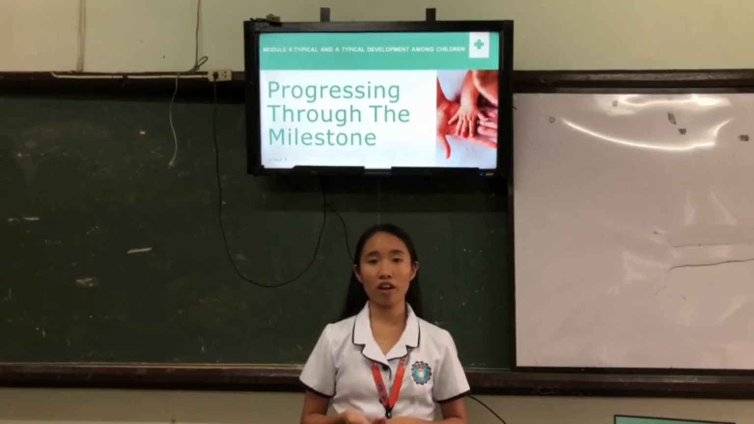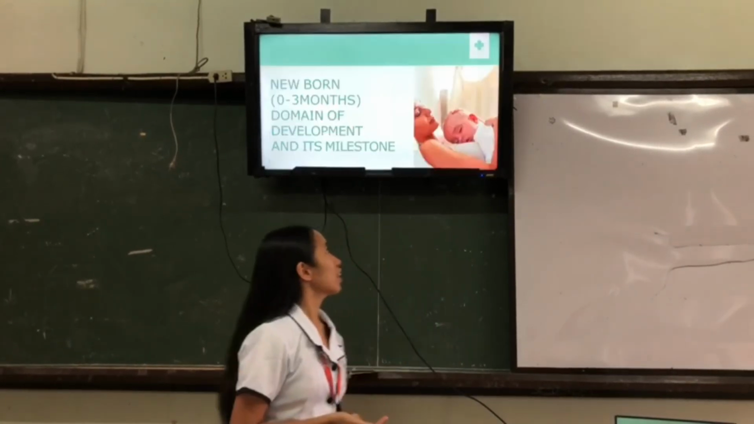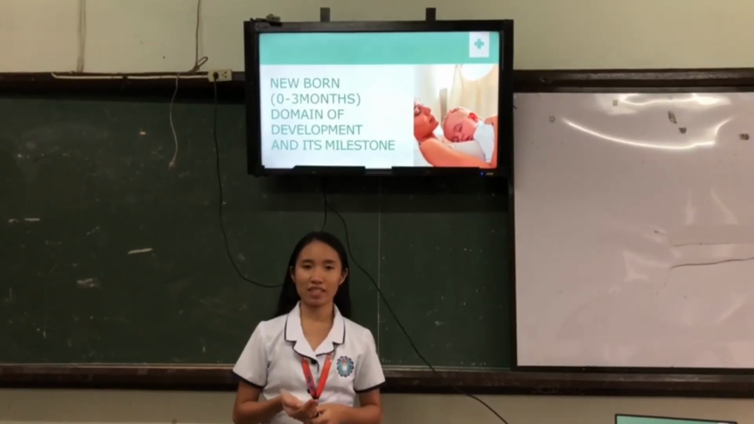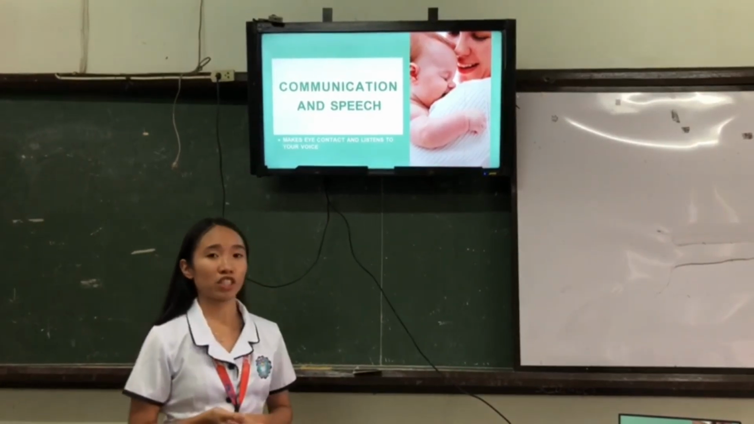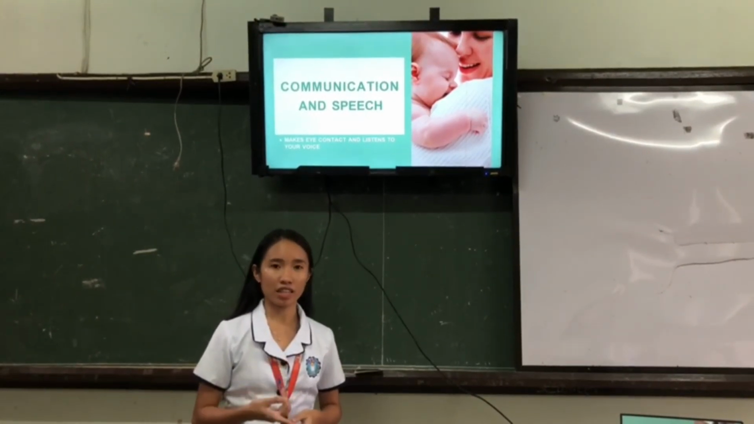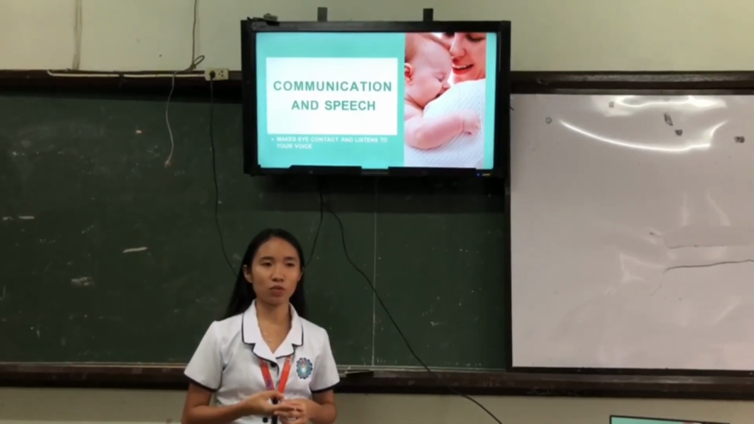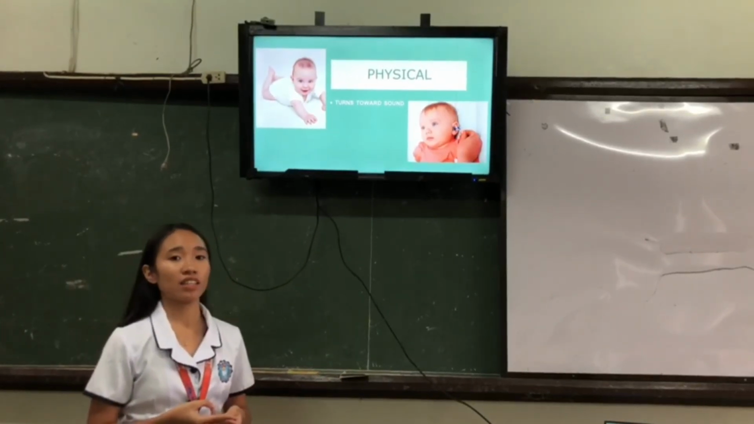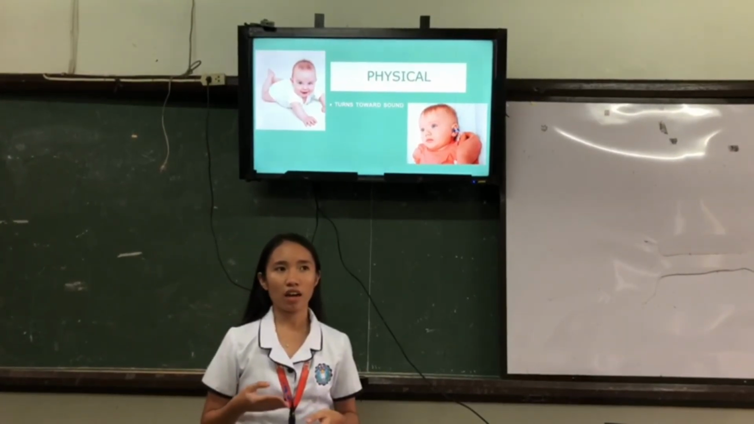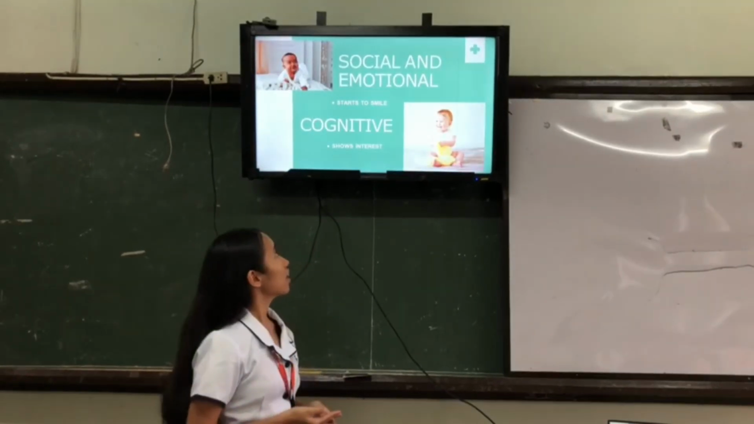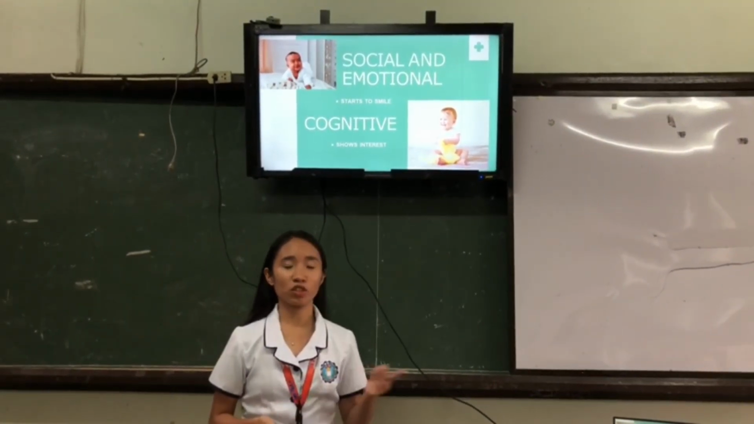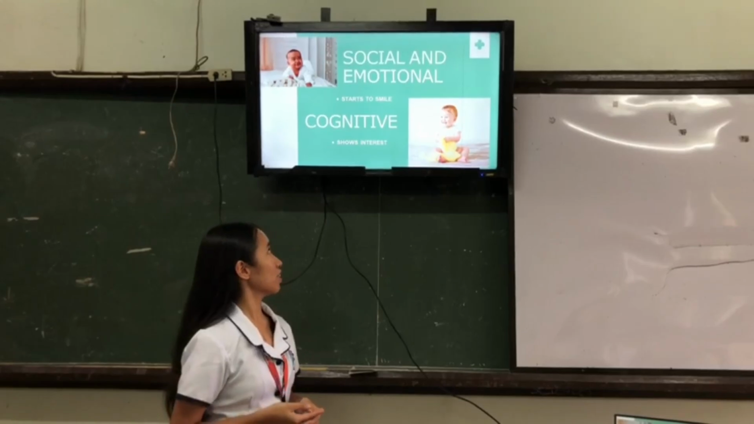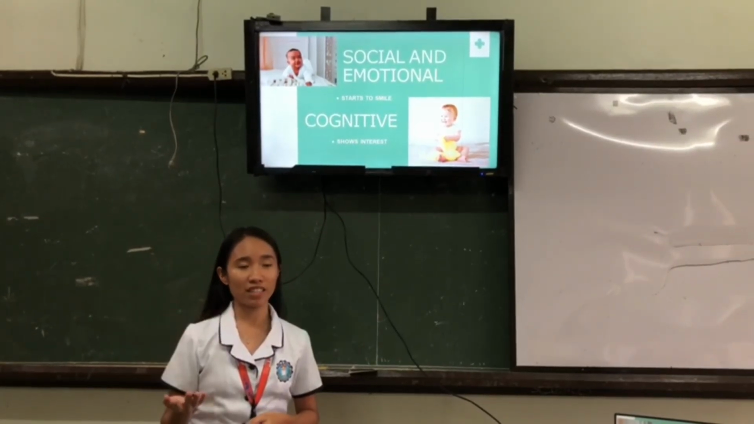As we all know, there are 5 stages of development. First, we will discuss the newborn stage. The newborn stage includes babies from 0 to 3 months. In the communication and speech domain, they start to make eye contact and listen to voices, which shows early signs of communication skills. Next, physically they start to turn towards sounds and follow objects. Then they start to smile at 2 to 3 months, which shows early signs of social engagement. And then cognitively, they start to show interest in people's faces and objects.